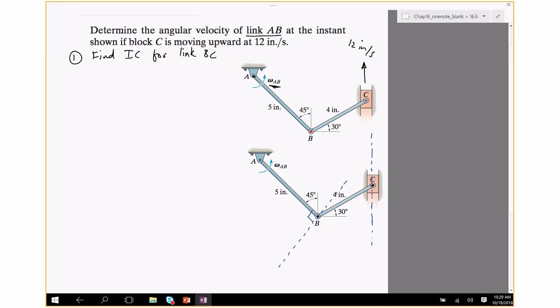So that's one at 90 degrees to C, and then I need to draw the other one, which is going to be along link OAB, right? Because this angle is 90 degrees. So the point of intersection is the IC.